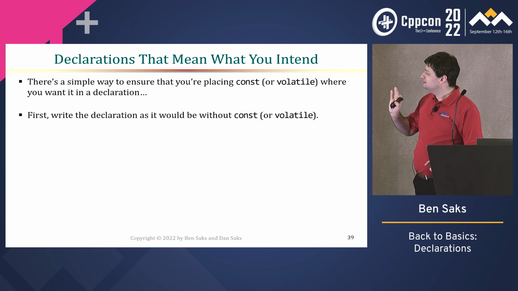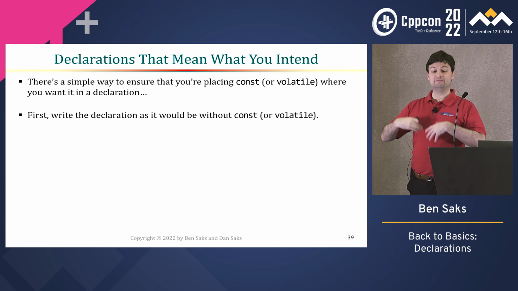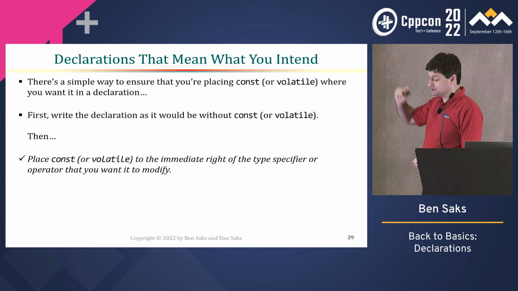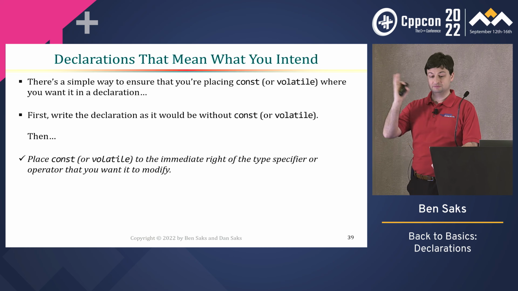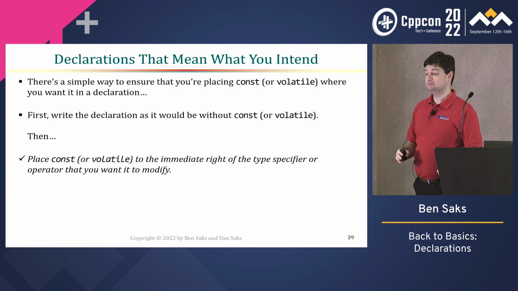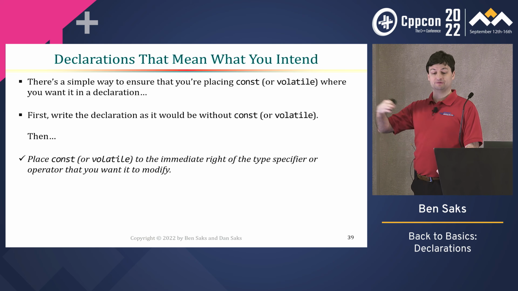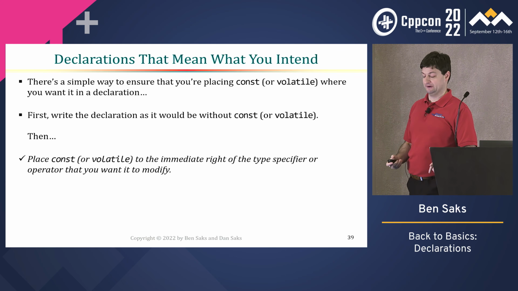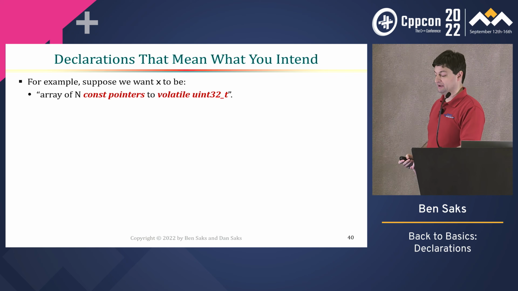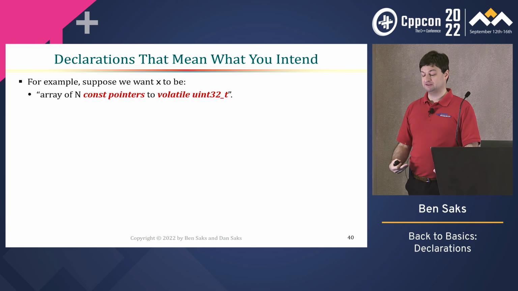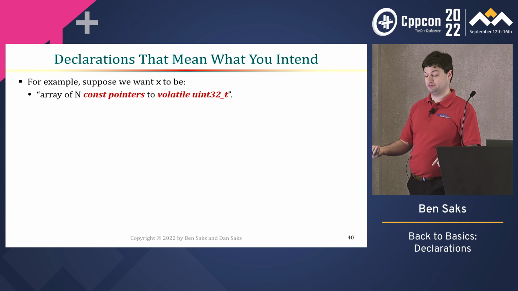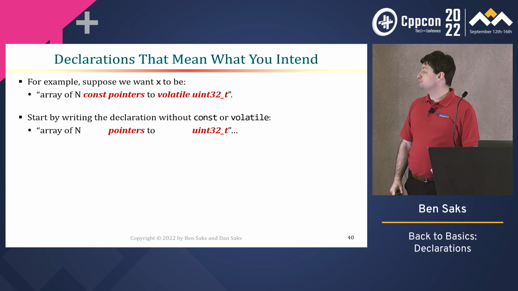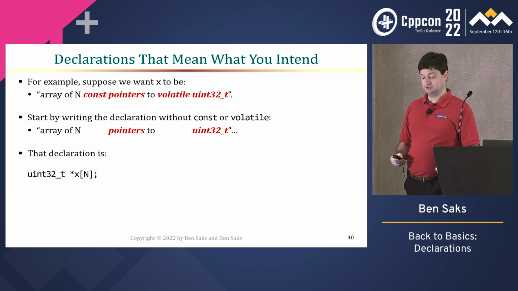I think that the easiest way to make sense out of declarations involving const or volatile is first go ahead and write the declaration leaving out the const and volatile. And then, simple rule, put const or volatile to the immediate right of whatever it is that you want those terms to modify. So if we want x to be an array of n constant pointers to volatile uint32s, we can start by just writing it as array of n pointers to uint32, like that.